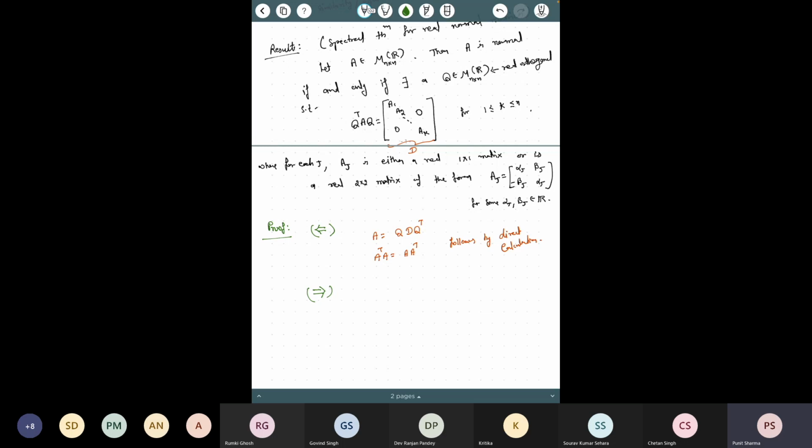Then using the fact that A is normal, we will try to show that these off diagonal entries are 0, and only the diagonal blocks remain. Not only that, all the 2 cross 2 diagonal blocks should have a particular structure. That means the 2 cross 2 blocks have this kind of structure here. Okay, so it follows because of that. So let me just give you some hints.